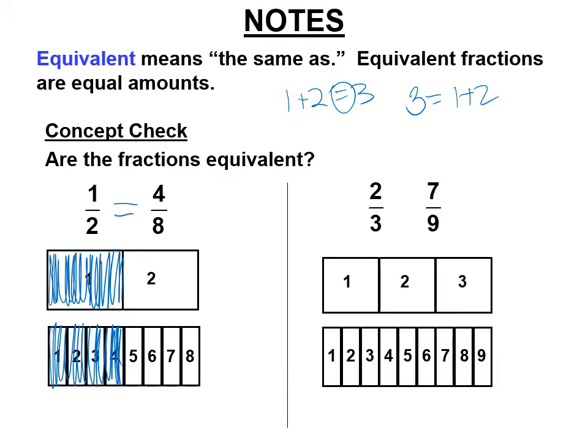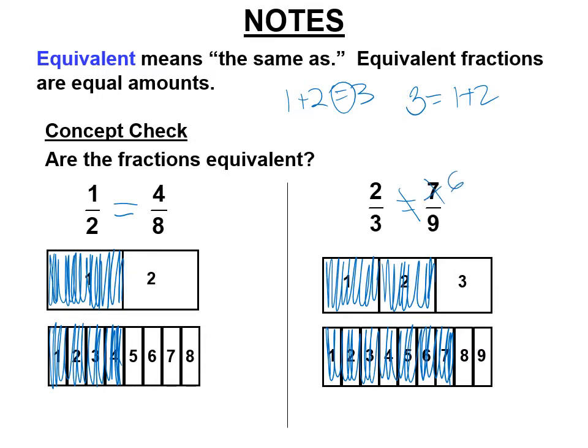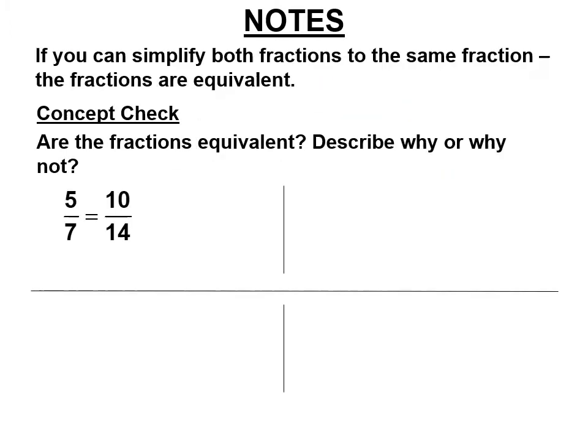Is 2/3 the same as 7/9? So for 2/3, we're going to shade 2 out of the 3. And for 7/9, we're going to shade 7 out of the 9. And hopefully we're going to say no. Not equal to is exactly the symbol you would think it is. It should be 6/9. So if both sides of an expression simplify to the same amount, they're equivalent.